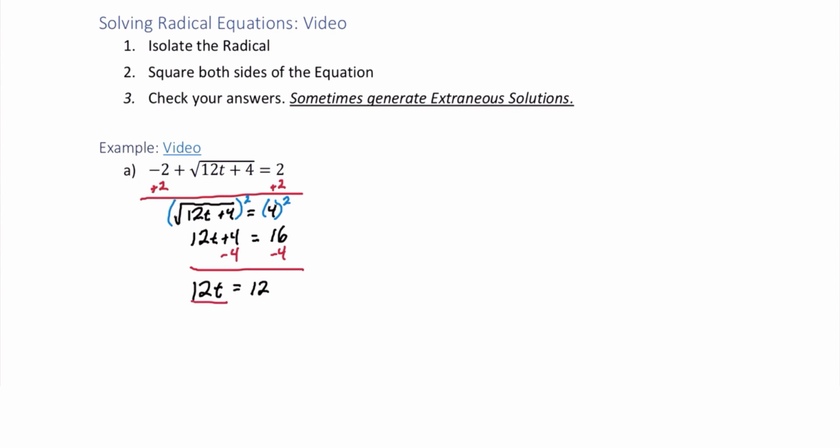Divide by 12. And we get that t is equal to 1. Let's check our answer. -2 plus the square root of 12, replace t with 1, plus 4, and we're asking, is that equal to 2?